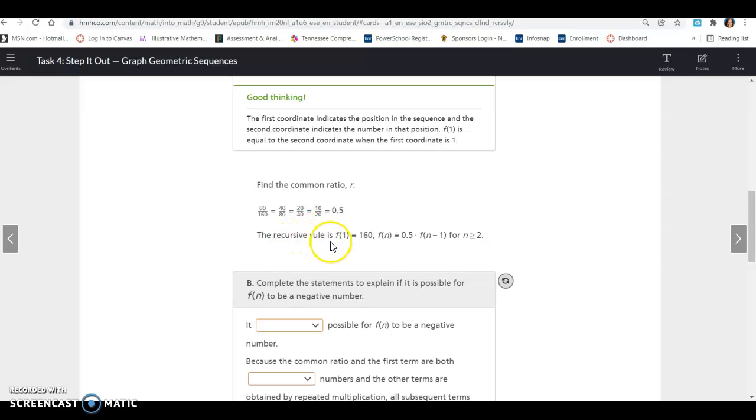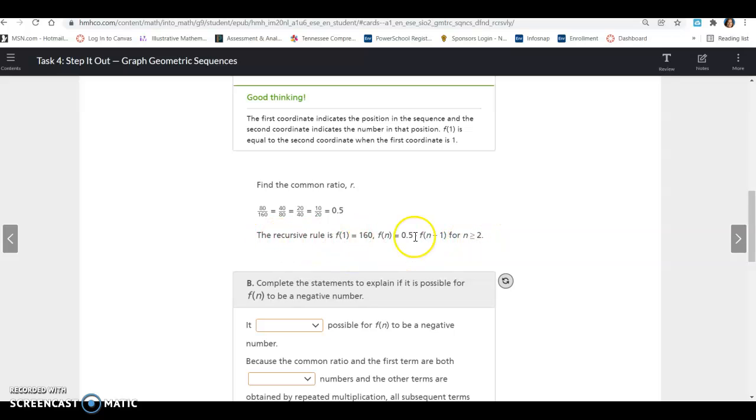All right, so the recursive rule is f of 1 equals 160. That's your first term. And then f of n equals 1/2 times the previous term. We label that by f of n minus 1. N minus 1 just represents the previous term, for all n greater than or equal to 2.